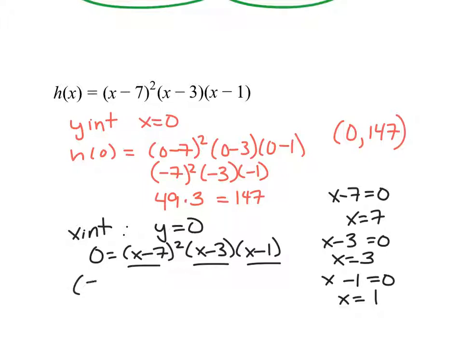So my intercepts are going to be 7, 0. It's going to be 3, 0, and 1, 0. So lots of intercepts for that one. 3 x-intercepts, 3 zeros. 1 y-intercept. Remember, y-intercept does not include the zeros, only the x ones.